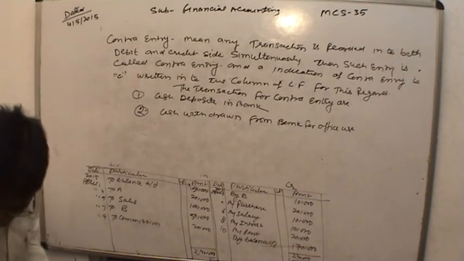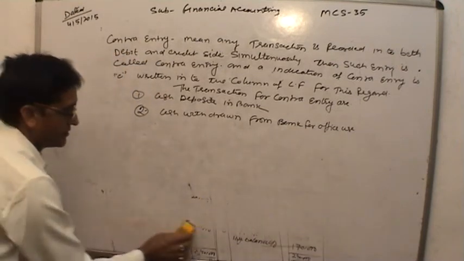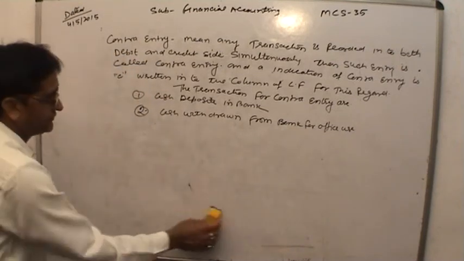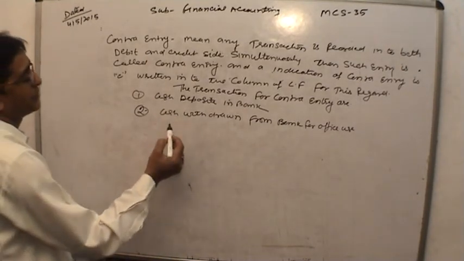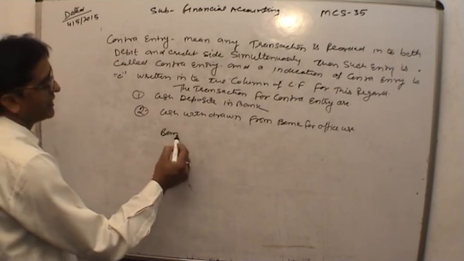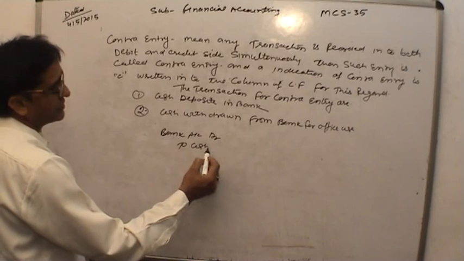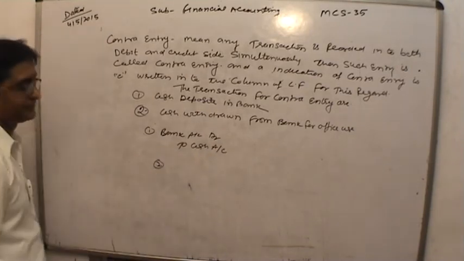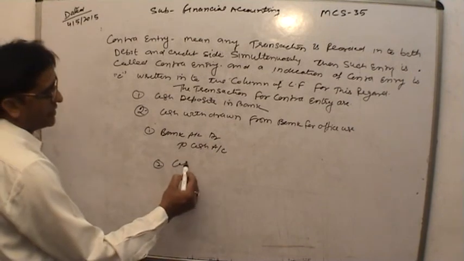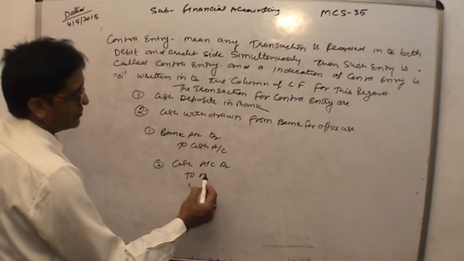And the journal entries of both the transactions are: first, deposit into bank account, debit to bank account, credit to cash account. Second, cash account debit to bank account.